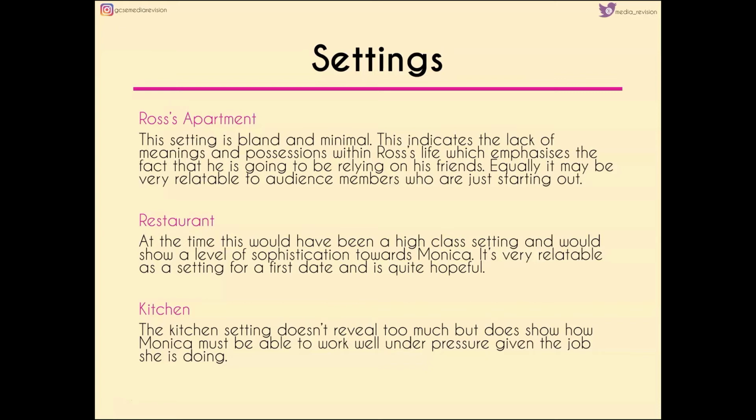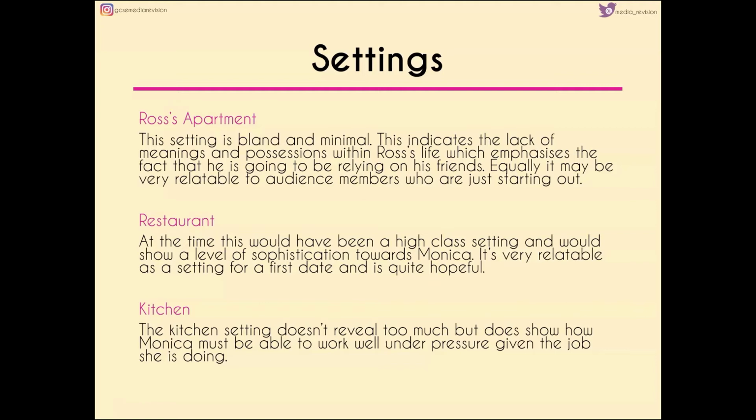And then obviously we have the kitchen setting where Monica works. This doesn't reveal too much because we don't actually get a decent look at the kitchen. This is something that is developed as the series continues. But what we do see suggests that Monica must be able to work under pressure given the job that she's doing. She's working to be a chef, and that she's probably also very methodical and organised, which again is something that's emphasised as we go through the series as a whole.